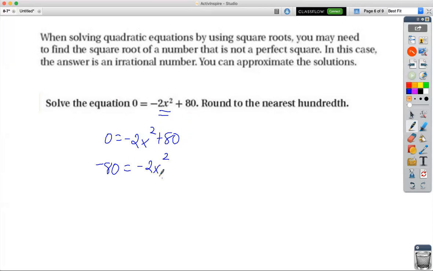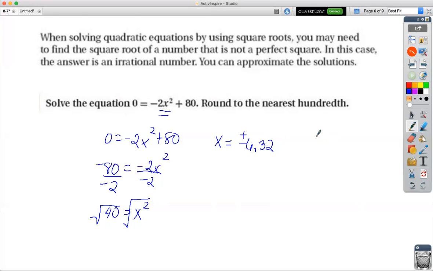At this point, you still have a negative 2 with the x squared. So in order to eliminate negative 2, let's divide the equation by negative 2. So then we get a positive 40 equal to x squared. Now in your calculators, you can enter this information in and find the square root of 40. Eventually, we're going to get two possible answers, a positive and a negative value. Okay, so remember that we have to round to the nearest hundredth. Okay, we're going to get a positive and negative 6.32.